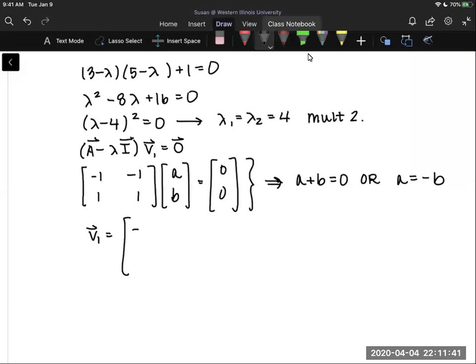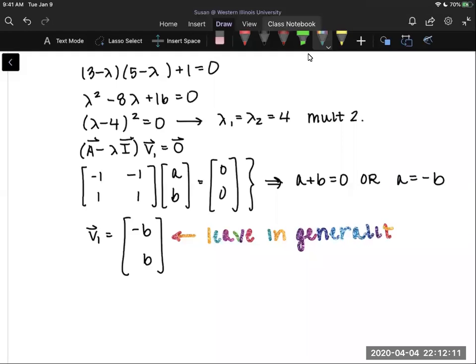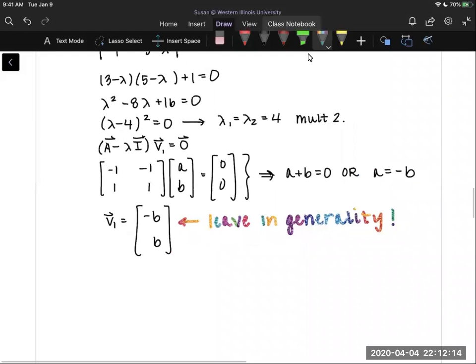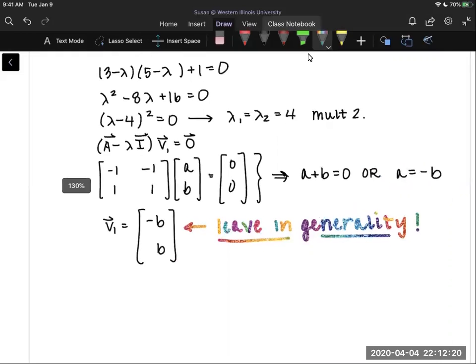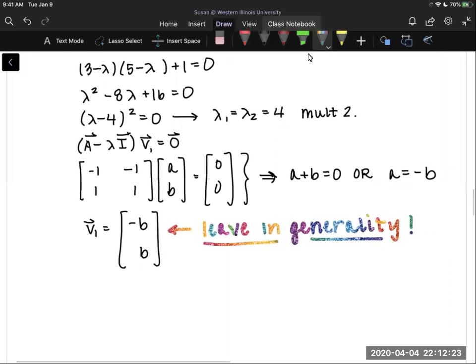It's going to be of the form negative B, B. And it doesn't matter what value I pick for B, if I pick B equals 1 or if I pick B equals 500, all of those eigenvectors are going to be scalar multiples of each other, which is bad. That means they won't be linearly independent. So the important thing to note here is we want to leave this in generality. Do not choose a value for B at this point. We will force B out here in a moment.